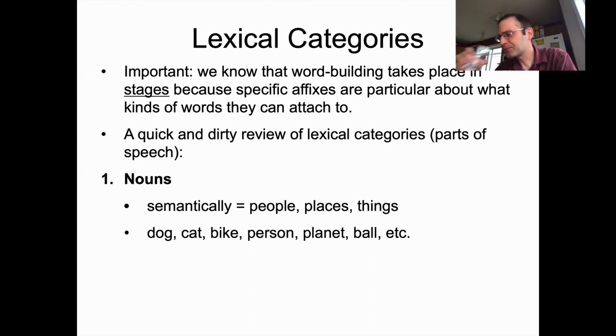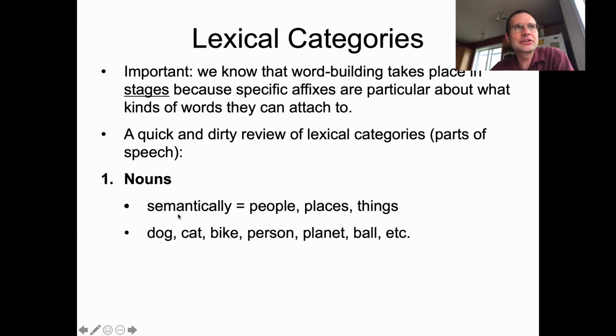So maybe the first one that comes to mind, or that you learned, is the category of nouns. Those are described semantically as people, places, and things. Semantically just means this is what they mean in the world.